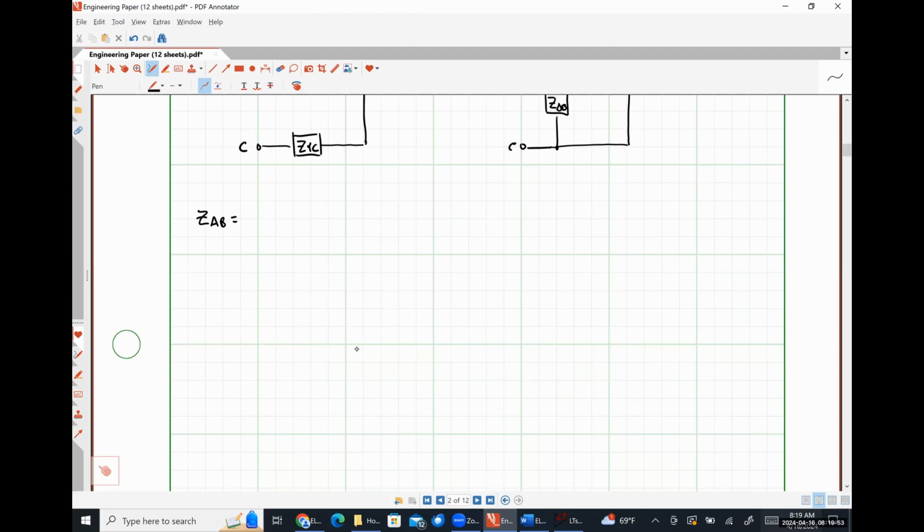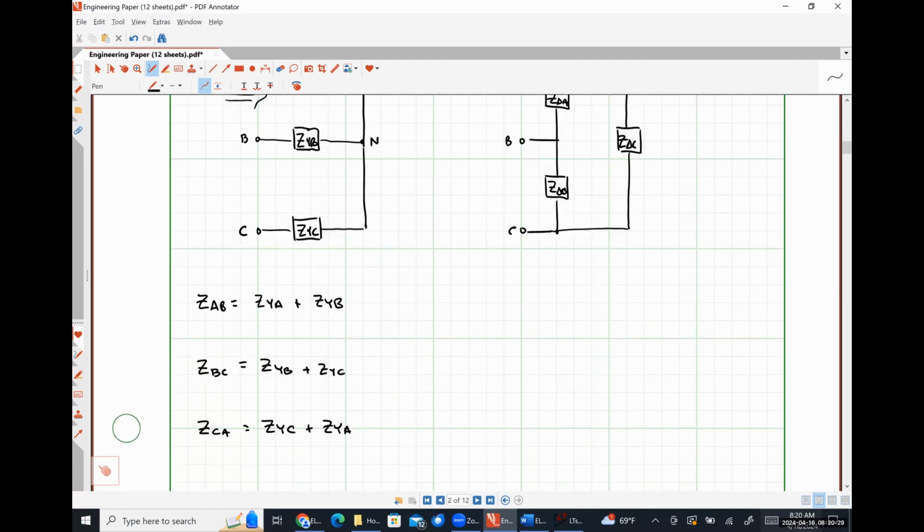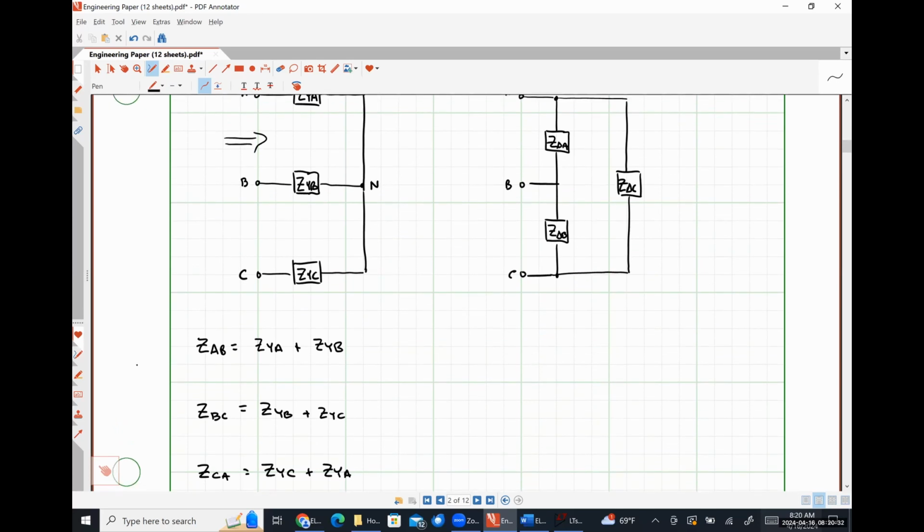So we can see quite easily that the impedance seen between terminals A and B is simply ZYA plus ZYB. The impedance seen between terminals B and C should then just be ZYB plus ZYC. And the impedance seen between terminals C and A should be ZYC plus ZYA. Anything wild or crazy about any of those relationships? I hope not. Simple series combination of elements.